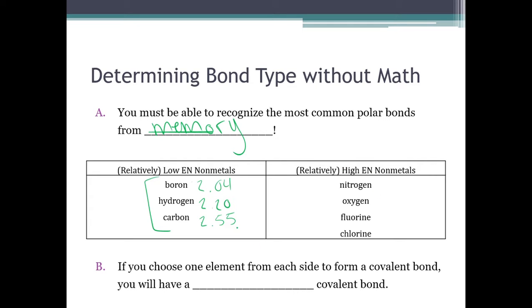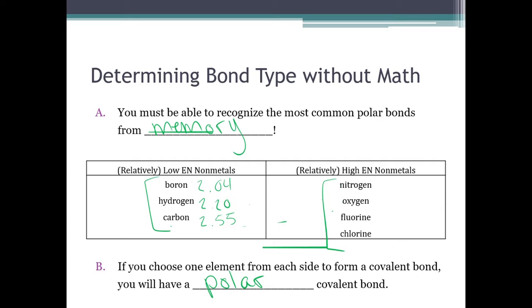So these are your least electronegative. And then it jumps up to hydrogen, oxygen, fluorine, and chlorine. These are your highest electronegativity nonmetals. So if you have an element from the left and an element from the right, that's going to be a big difference between the two. And a big difference means you're going to have a polar covalent bond. So if I say you have a carbon-fluorine bond, without looking at your table of electronegativity values, you should be able to say, oh, carbon is low electronegativity, fluorine is high. That's going to be a polar bond for sure.